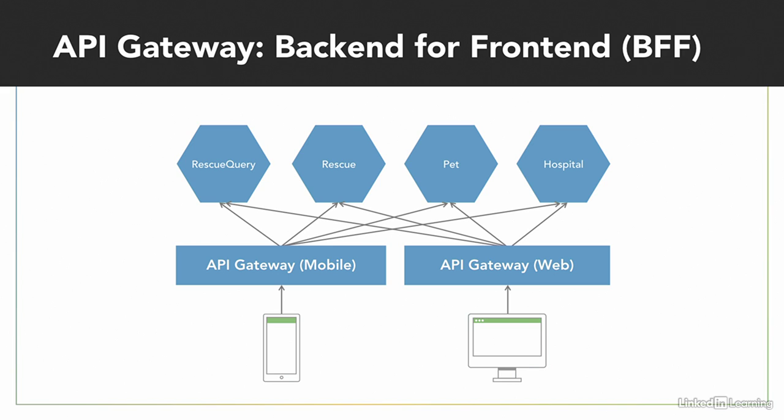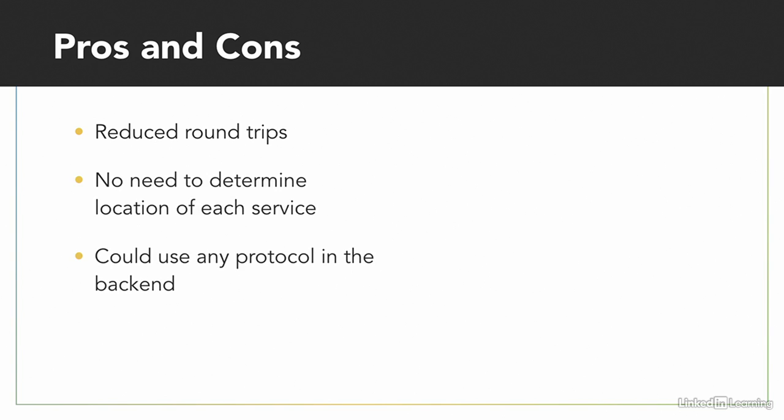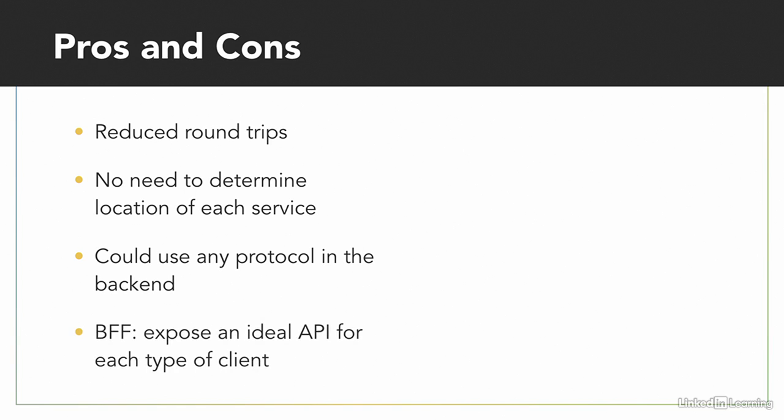On the other hand, I just mentioned one possible way of implementing the backend for frontend pattern, but you could use any other. Let's briefly touch on some of the pros and cons of the API gateway pattern. First, the pros. As we saw in the previous diagram, we can dramatically reduce the round trips between the client applications and the microservices. As I've already mentioned, there's no need to determine the location of each service. Instead, you'll only need to configure the API gateway location. If we were dealing with microservices that use other kinds of protocols, we would implement those in the backend without hassle. And as I said, you could expose an ideal API for each type of client if you implemented the backend for frontend pattern.